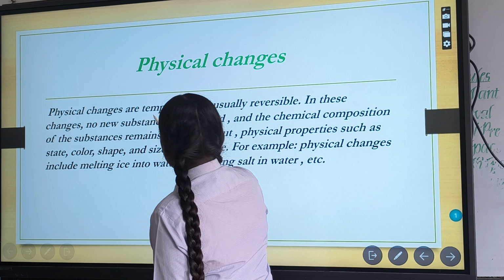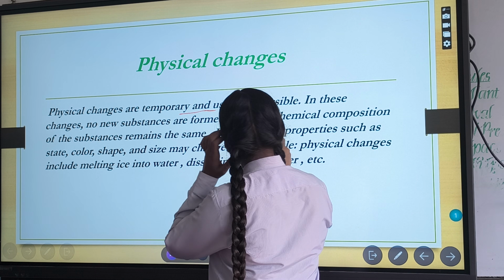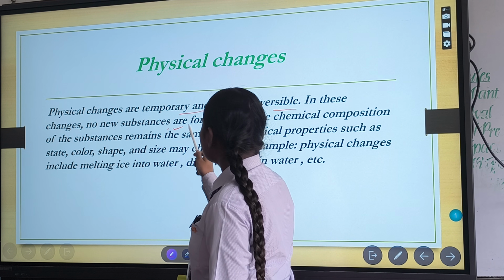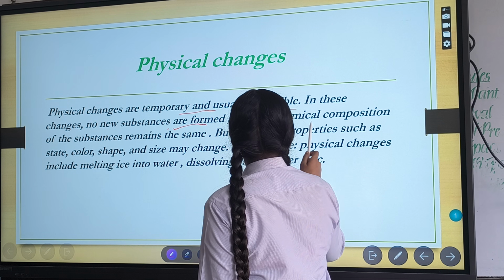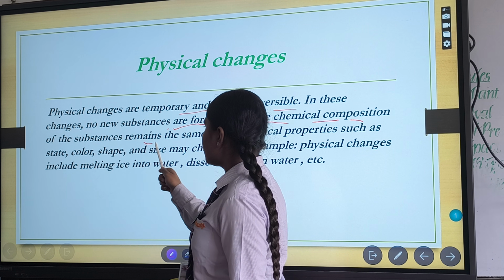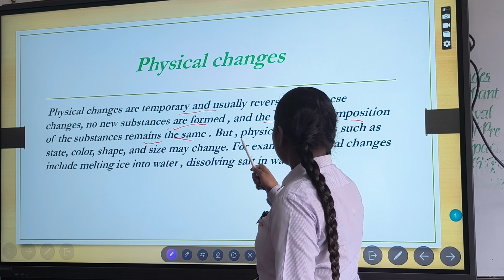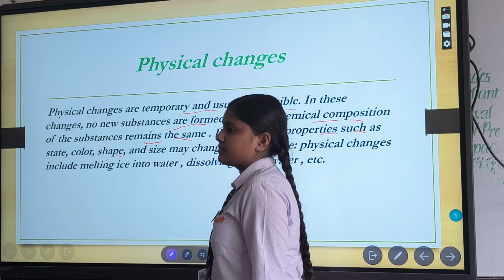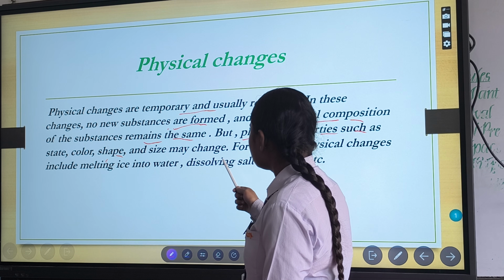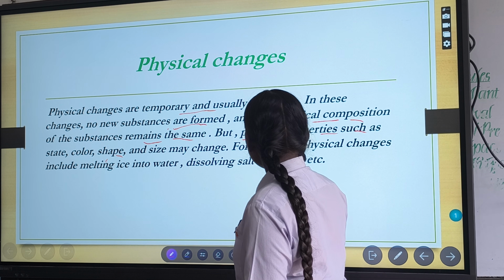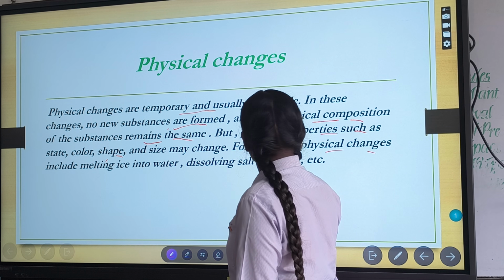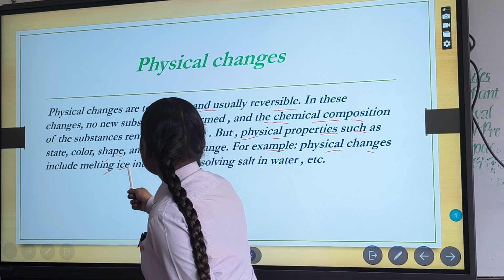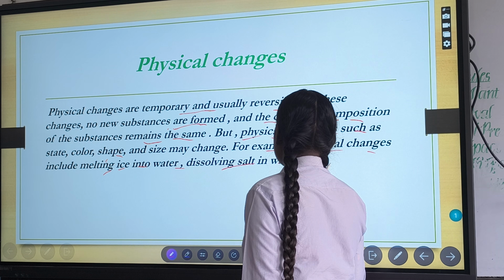Physical changes are temporary and usually reversible. In this change, no new substances are formed, and the chemical composition of the substance remains the same, but physical properties such as state, color, shape and size may change. For example, melting ice into water and dissolving salt in water.